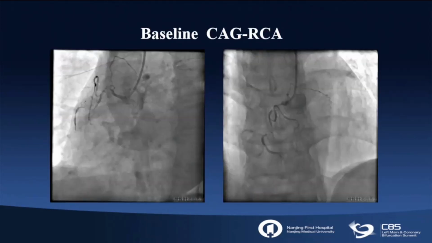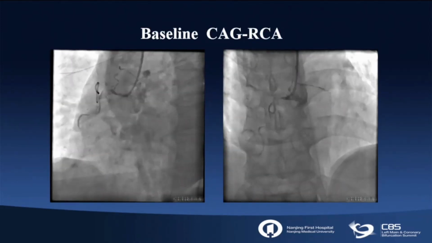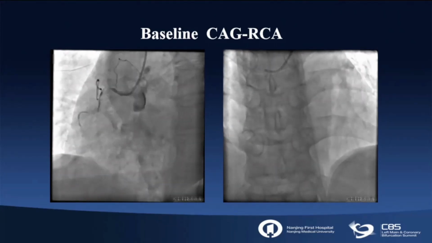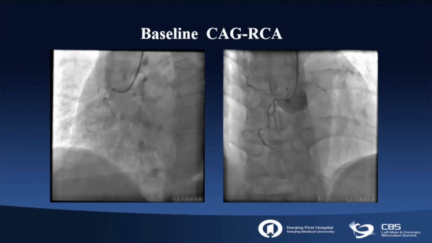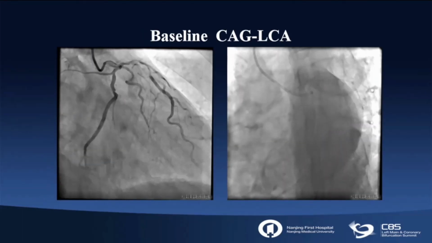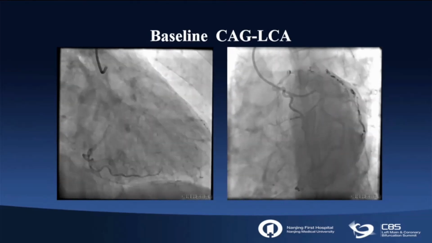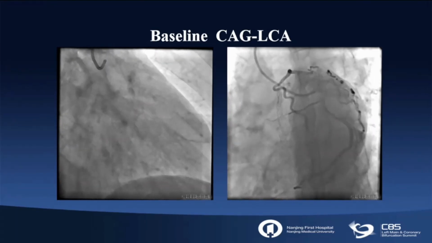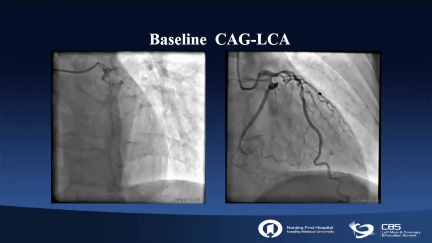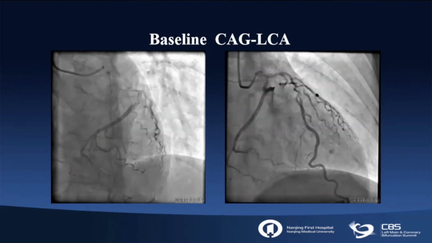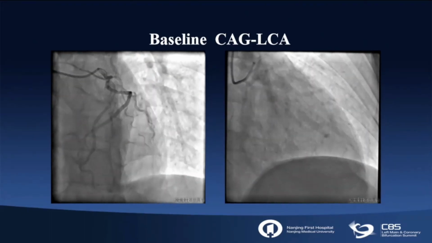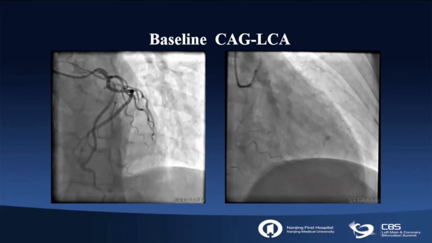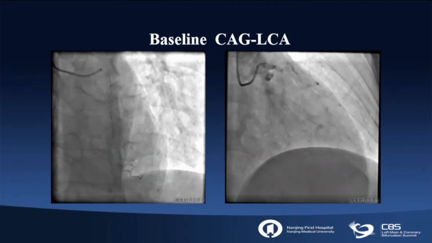Next. This is the patient's CAG result. LAO and cranial position show the middle segmental RCA is subtotal. Next. The caudal position shows the patient has a left main trifurcation lesion. Next. The cranial position shows the proximal and middle segments are moderately to seriously stenosed. Additionally, we see the LAD supplies abundant collateral branches to the RCA.